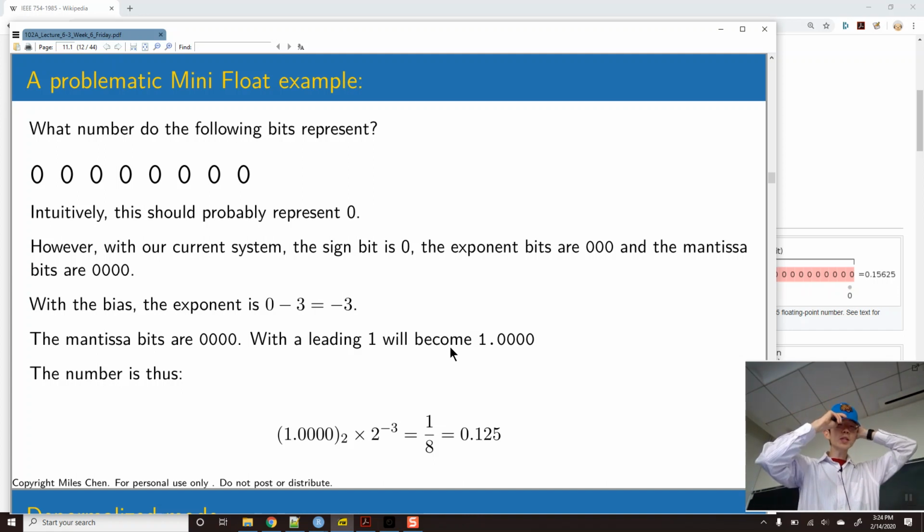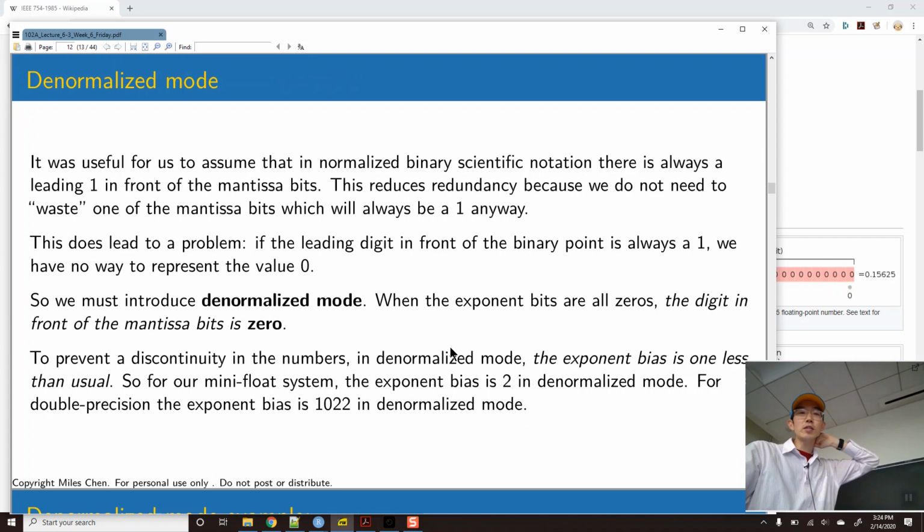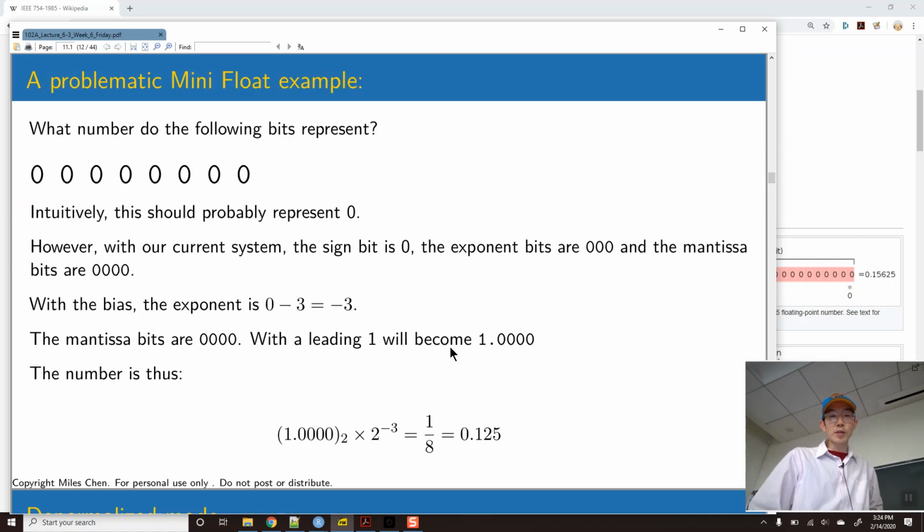But the mantissa bits, we're always assuming is led by a 1. Okay, so we're going to have 1.0000, right? So I've got 1 times 2 to the -3rd, that's going to be 1/8, right? And we like the idea of having a leading 1 that reduces redundancy, but if there's always a leading 1, there's no way to represent 0. Okay, there's no way to represent 0 if we're always assuming the mantissa has a leading 1.